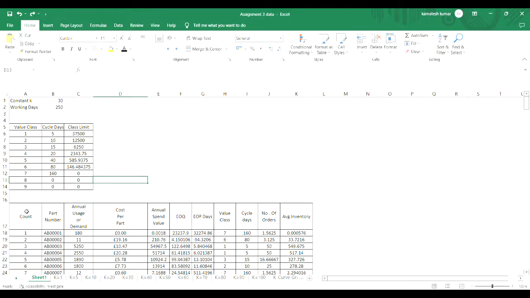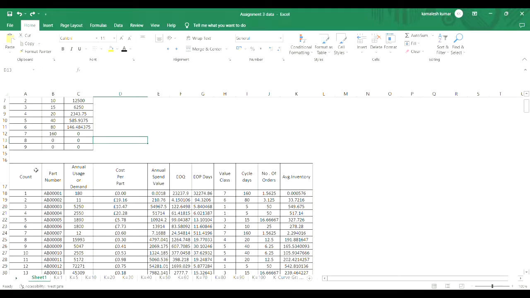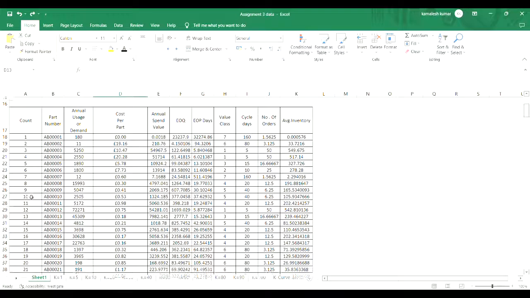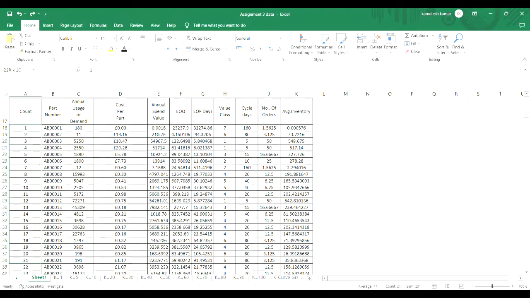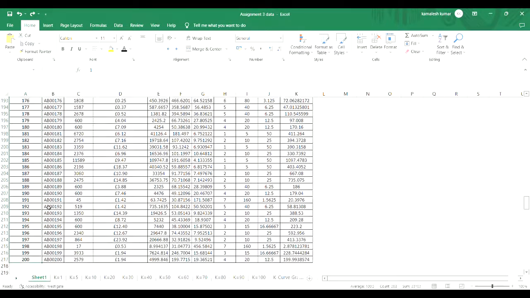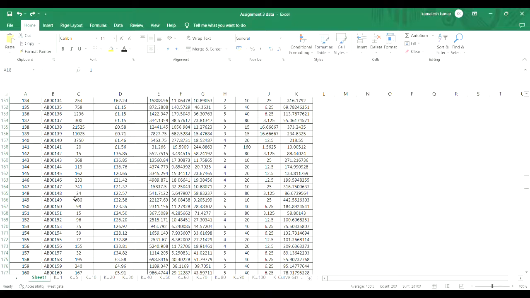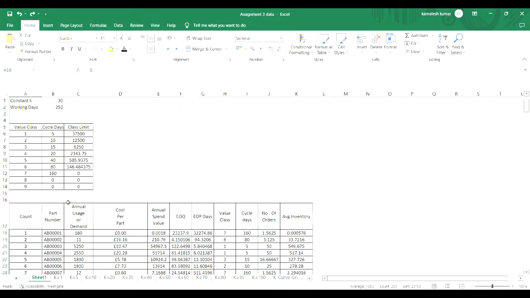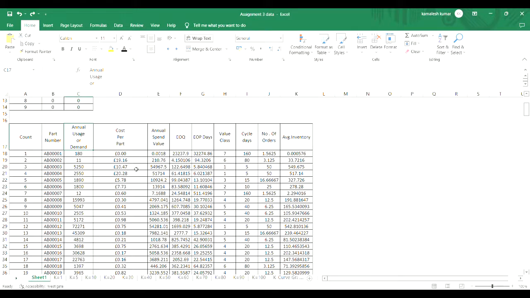So you can see the parts which I have shown here. Around 200 parts, you can see here. This is 1 till 200 parts, this is the part name, and this is the annual demand. This is the cost per price, I mean cost per each part. This is the annual spend, that means the annual spend value of the company, of the warehouse.